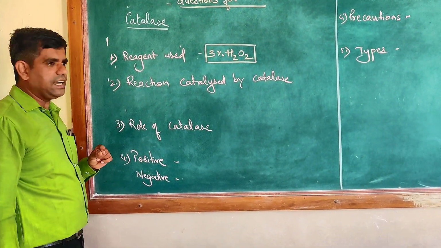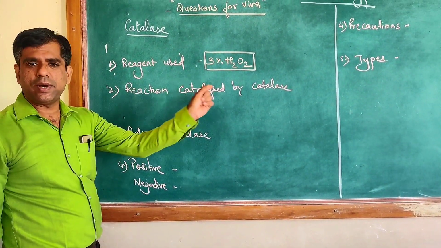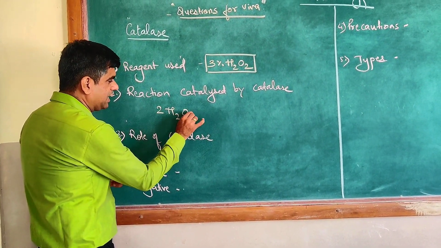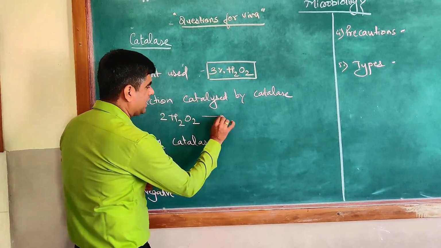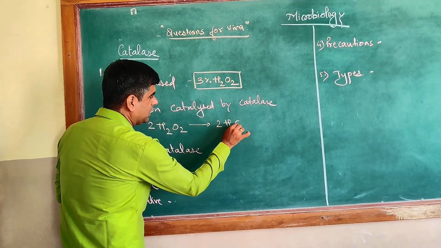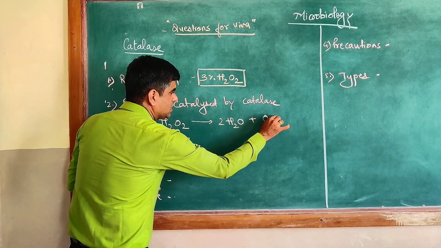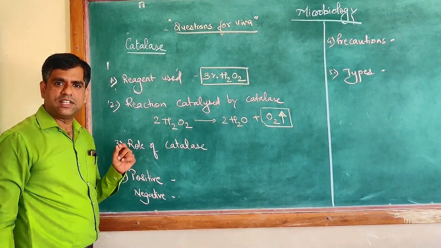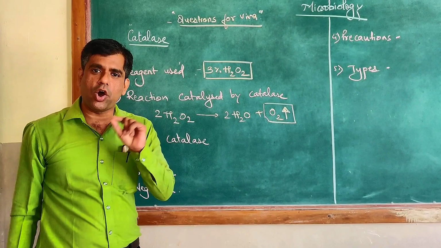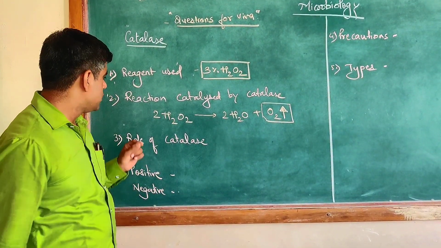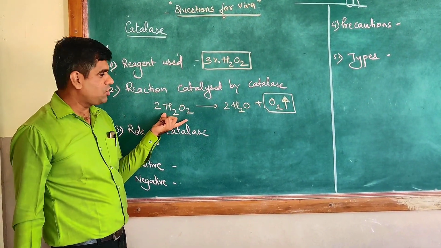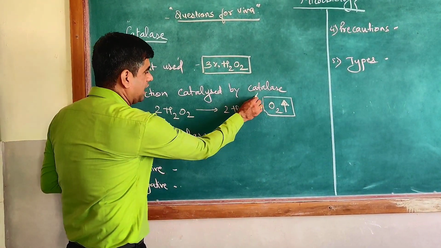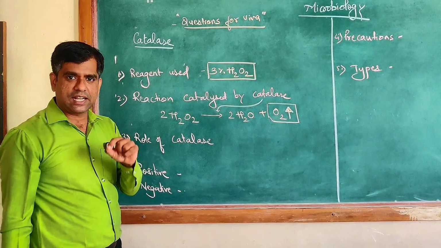The second question reads, what is the reaction catalyzed by this catalase? So catalase catalyzes the breakdown of hydrogen peroxide to form water and liberate oxygen, and it is this effervescence of oxygen which tells us whether the organism is positive or negative for catalase. So the breakdown of hydrogen peroxide to form water and oxygen is the reaction catalyzed by the enzyme catalase.